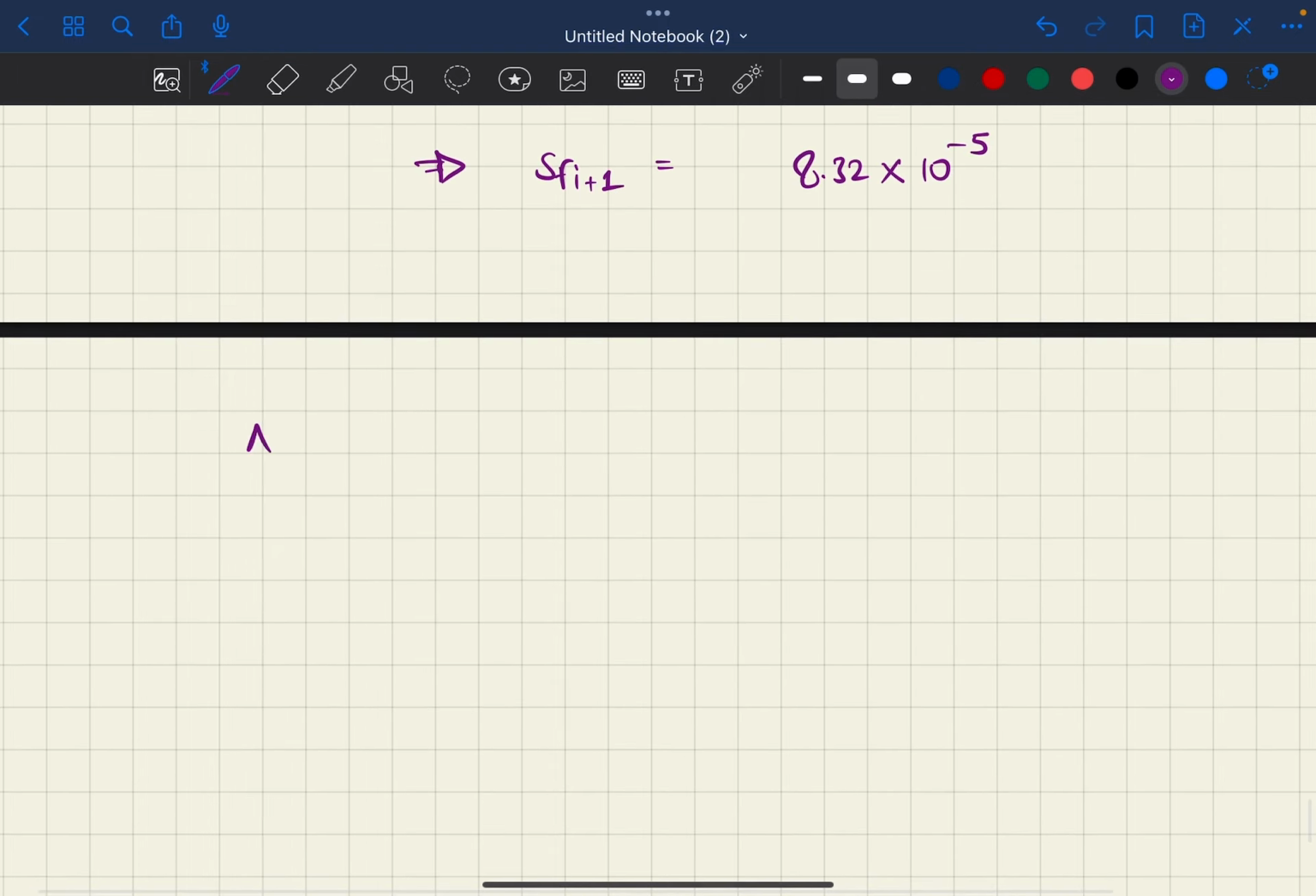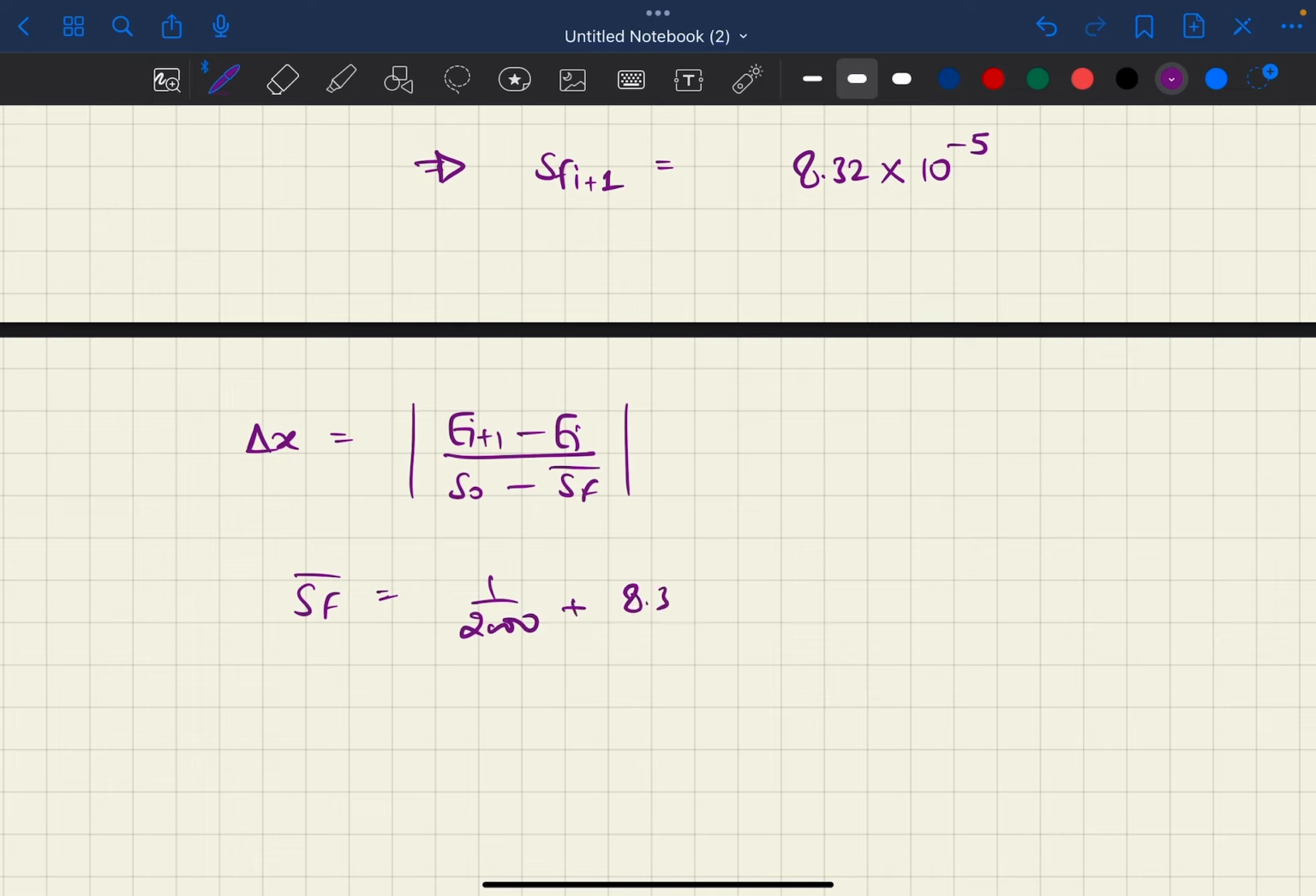So now I'll be substituting the values. The formula was this. So Sf bar is going to come around 1 upon 2000 plus 8.32 into 10 raised to power minus 5 divided by 2. It's going to come around 2.916 into 10 raised to power minus 4.